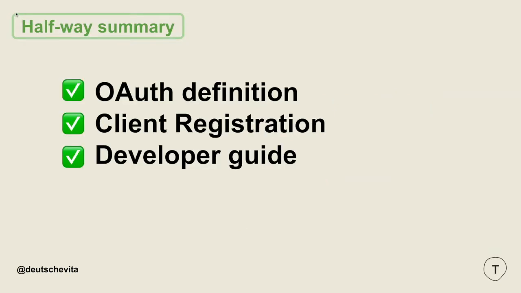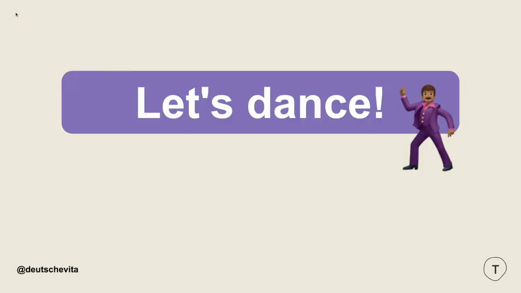Okay, so at this point we can do a halfway summary. We have been through the OAuth definition, both the smart one and the easy one. We have been through the client registration and its pain points, and also the developer guide and what it got right and what it could have improved. So this means that we are ready to dance.